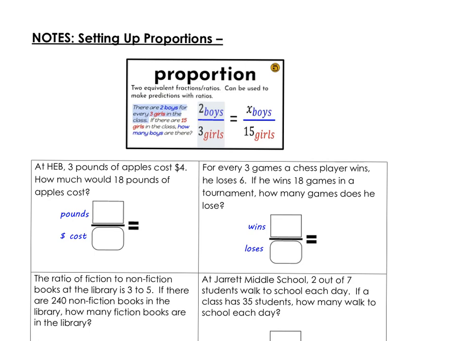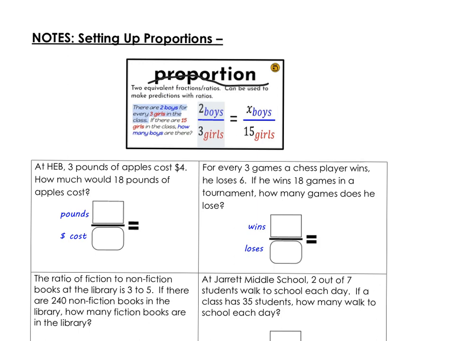All right, so today we're going to be setting up proportions. First off, let's go over the definition of a proportion. A proportion is two equivalent, which means equal, fractions or ratios, and can be used to make predictions with ratios.